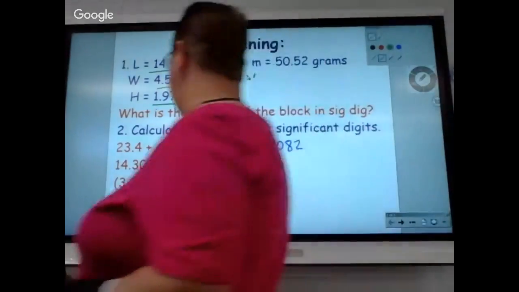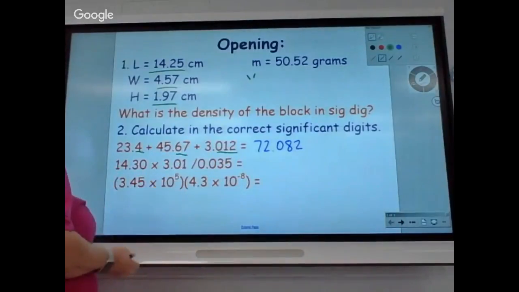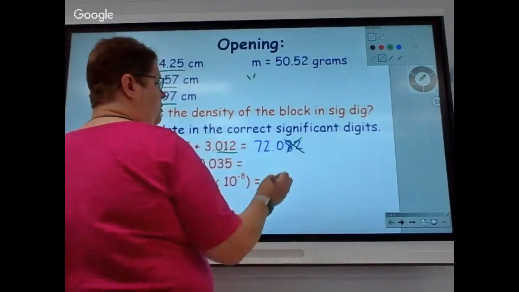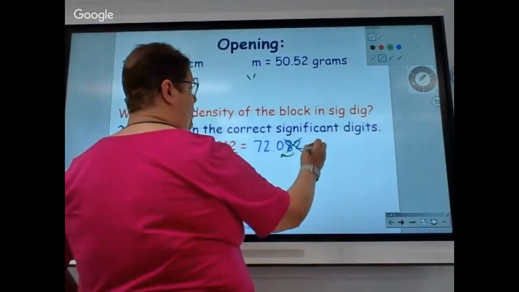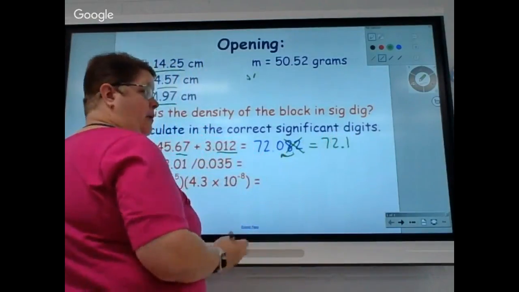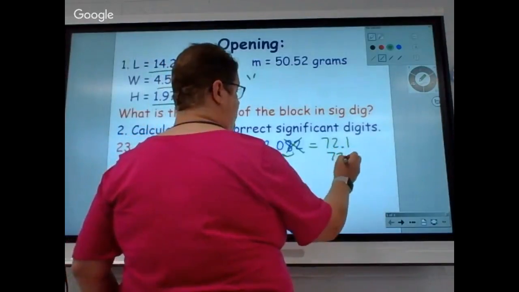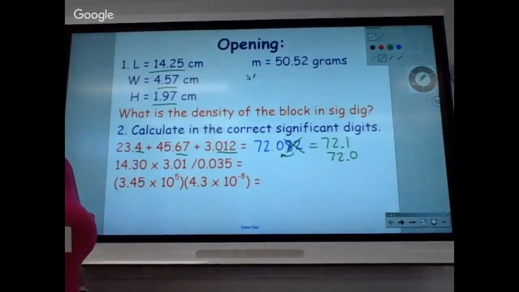So how many decimal places here? Here and here. So I only want how many there? So I'm dropping off these 2. Now that number is greater than 5, so I can round that to 72.1. Now, if you didn't round up and you left it at 72.0, I will take that. Either answer is acceptable. Everybody okay with that?